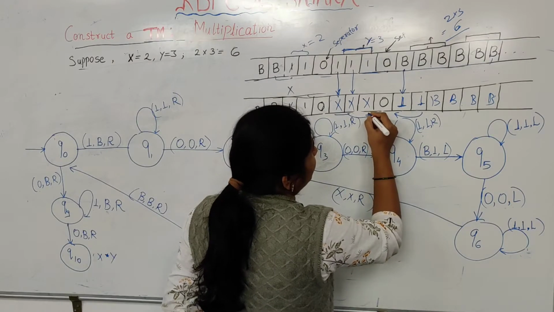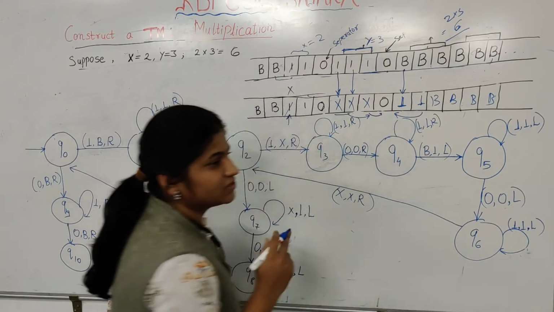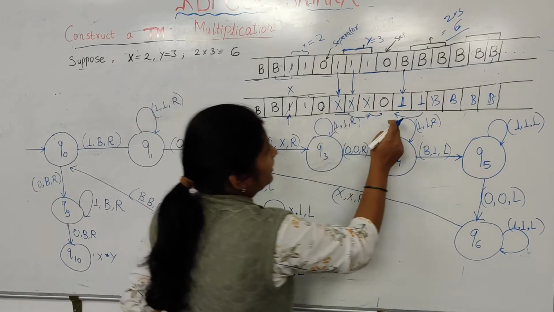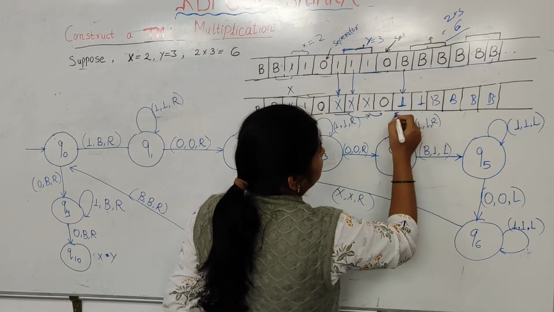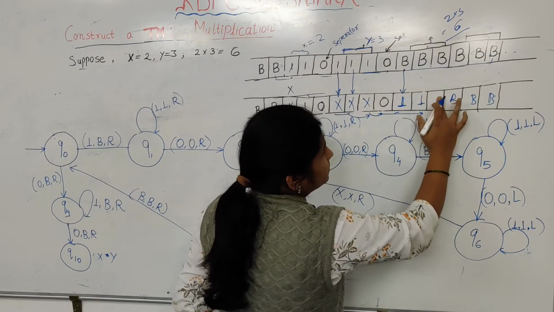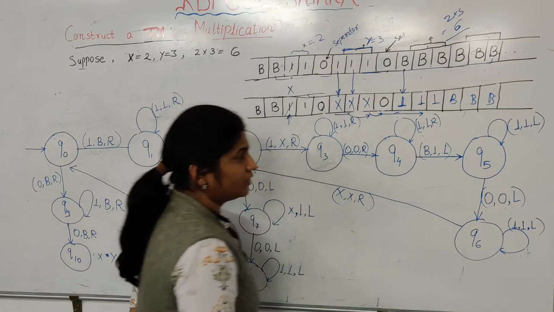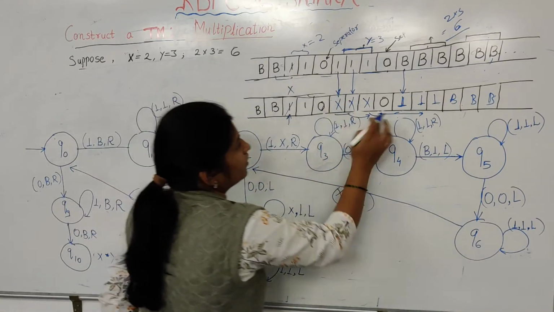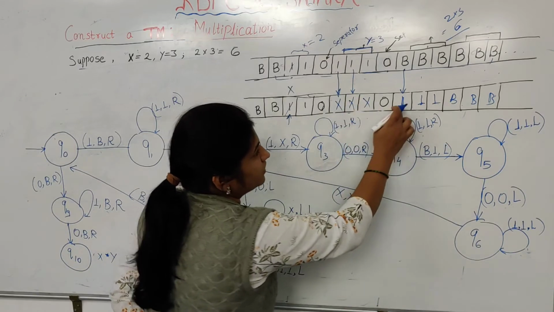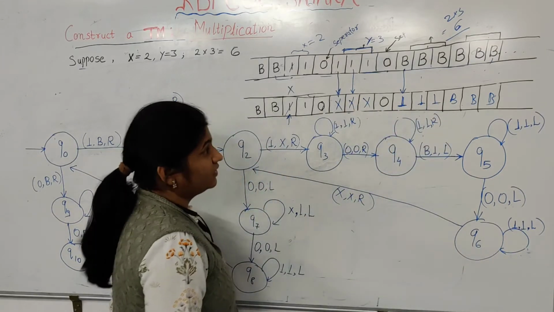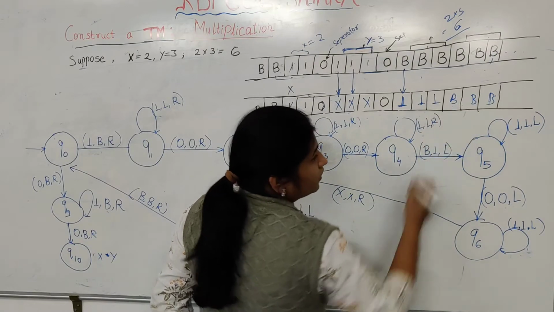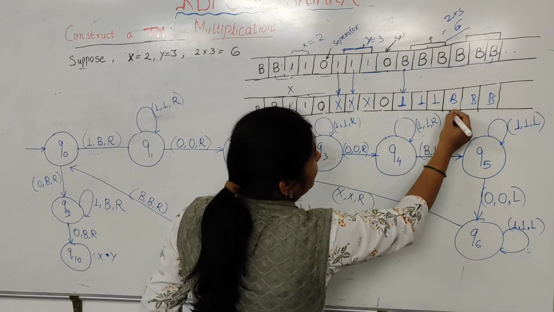Now after the x, what are we getting? 0. This means all of this has been converted. So we will move towards the right until we get a blank. As soon as we get a blank, we will change this 1 into blank. So here we got all the blanks, all the x. So here also we got 3 ones. Now as we got 3 ones, after this is a blank.